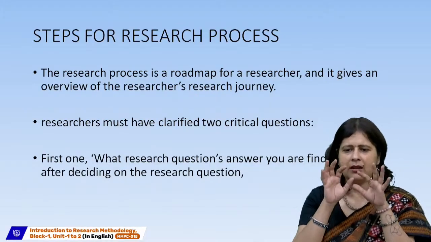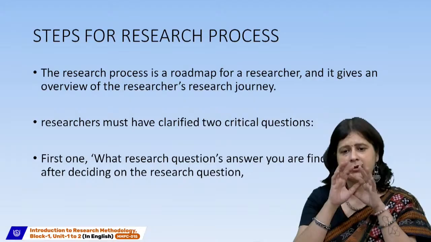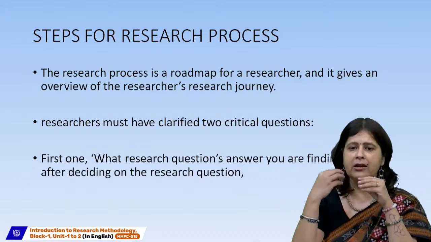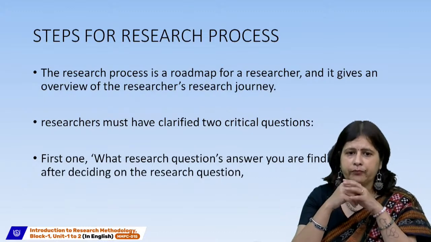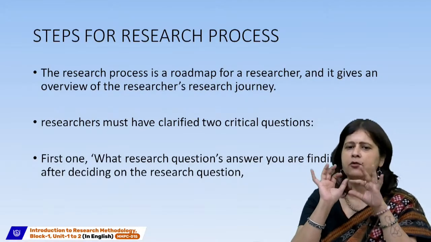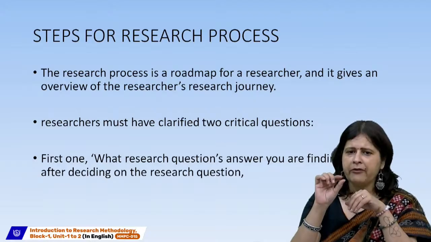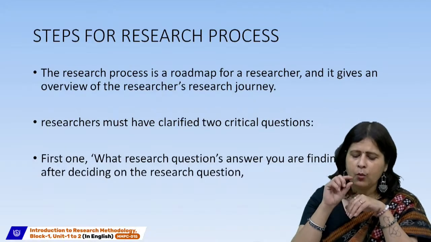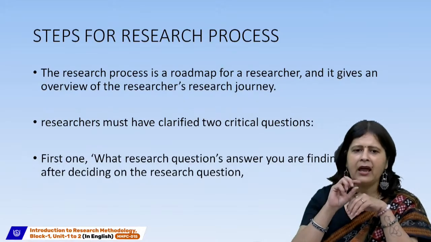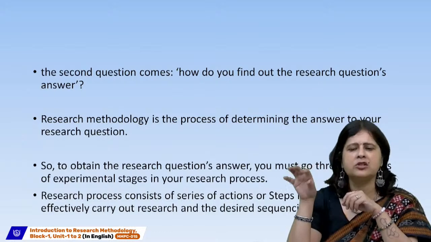Steps for the research process. It is very important that we should conduct the research, right. There is a method for research and we should follow that method, right. The research process is a roadmap for a researcher, and it gives an overview of the researcher's journey. Research must have clarified two critical questions. First, what research question's answer are you finding, and after deciding the research question, the second question is how do you find out the answer to the research question.